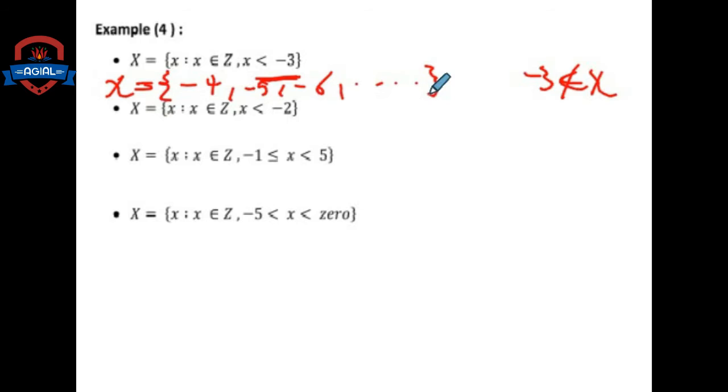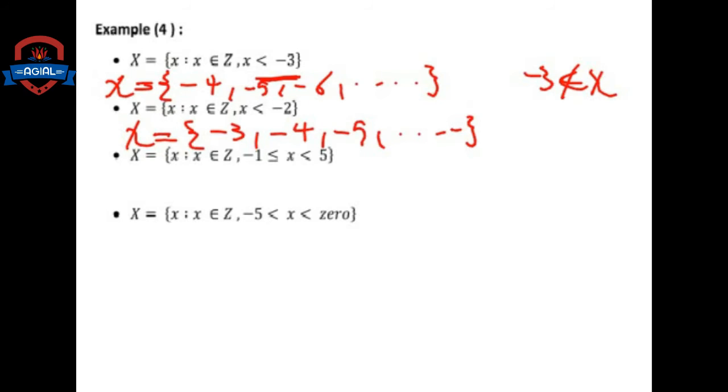Number 2, the set X equals X for X belong to Z, and X is less than negative 2. So the set X is all the elements that are less than negative 2. So the set X equals negative 3 and negative 4 and negative 5 and so on. We close the bracket.